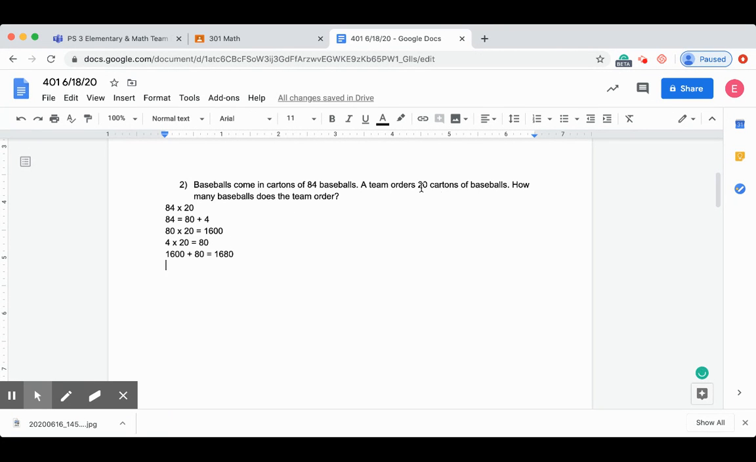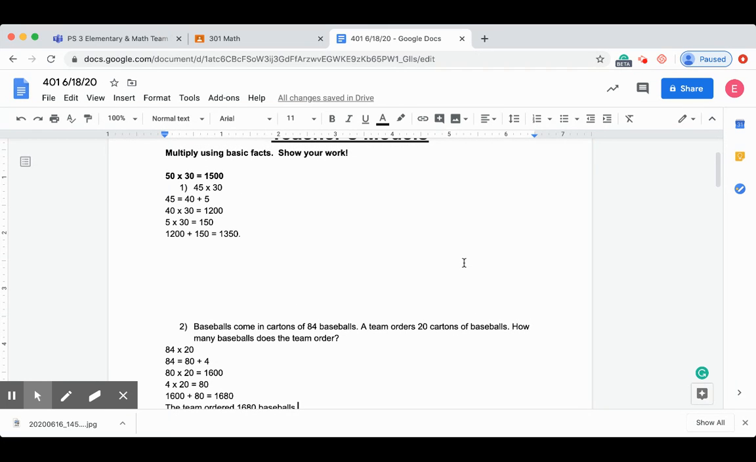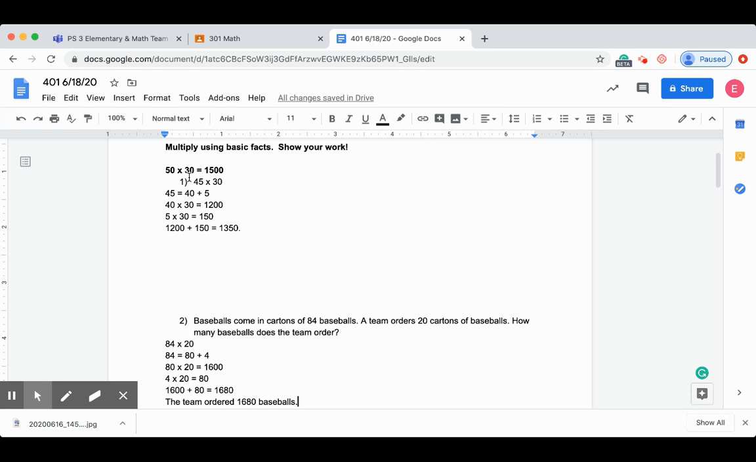Now, for this problem, though, I do need to write an answer statement. And it said a team orders 20 cartons of baseballs. How many baseballs does the team order? The team ordered 1,680 baseballs.